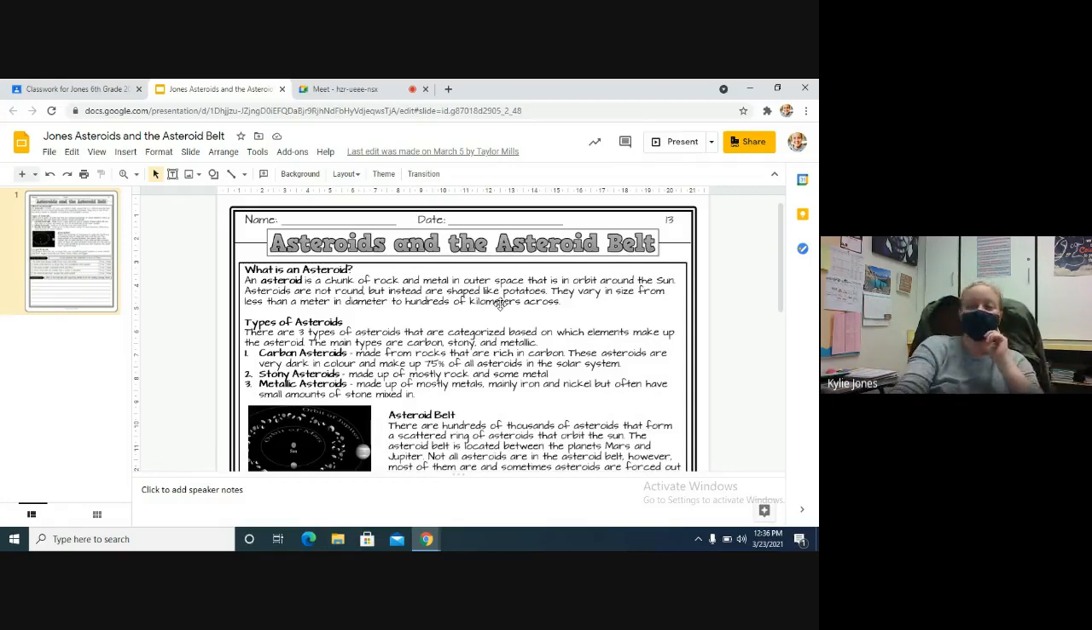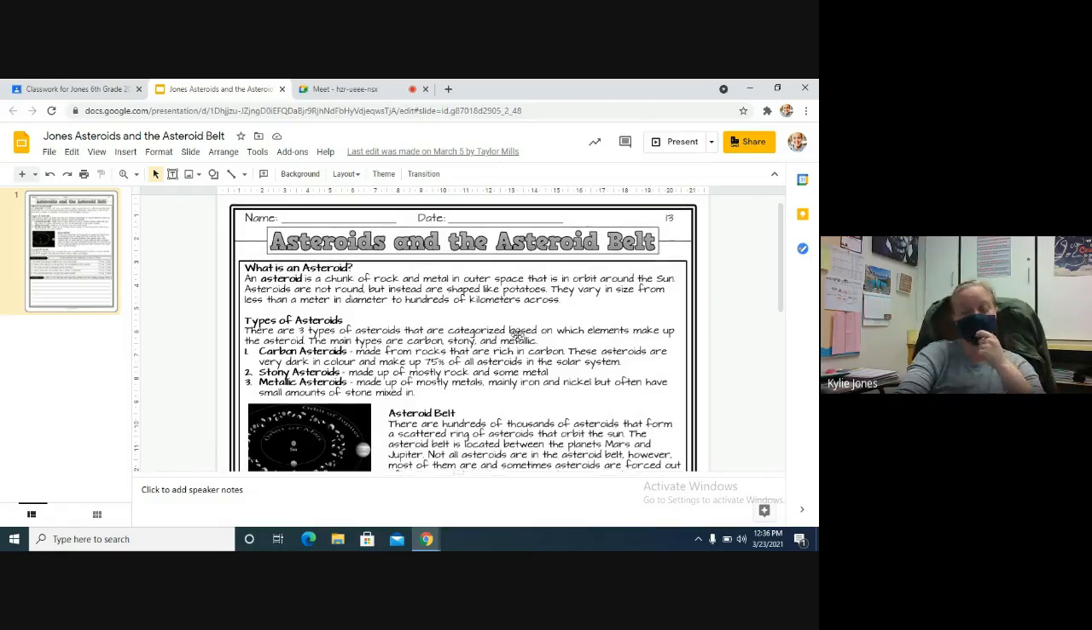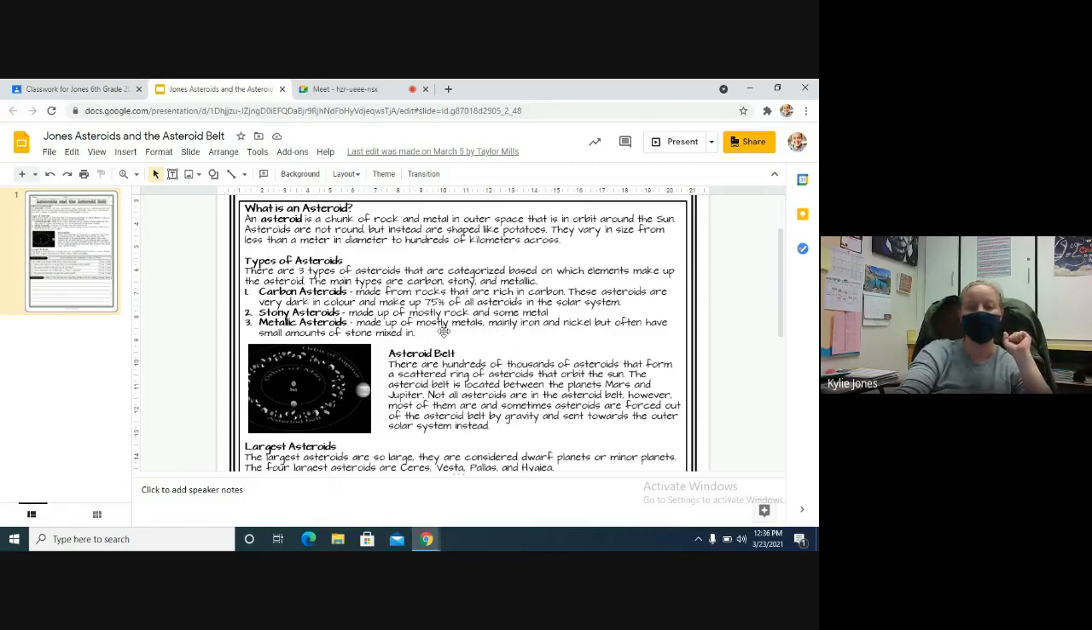There are different types of asteroids. There are 3 types of asteroids that are categorized based on which elements make up the asteroid. The main types are carbon, stony, and metallic. Number 1, a carbon asteroid is made from rocks that are rich in carbon, an element. These asteroids are very dark in color and make up 75% of the asteroids in the solar system.